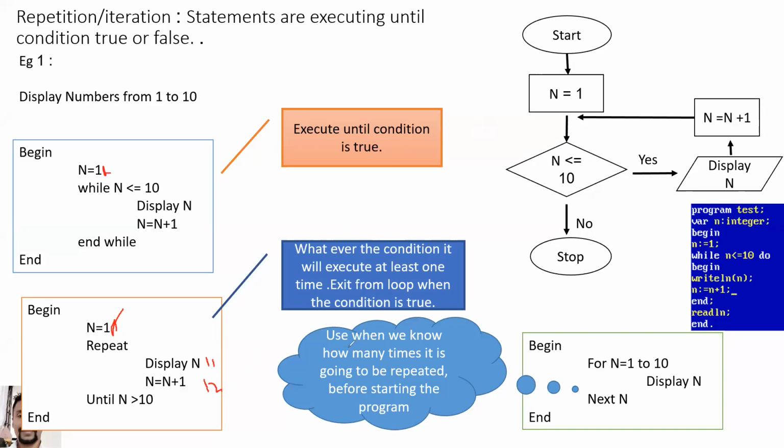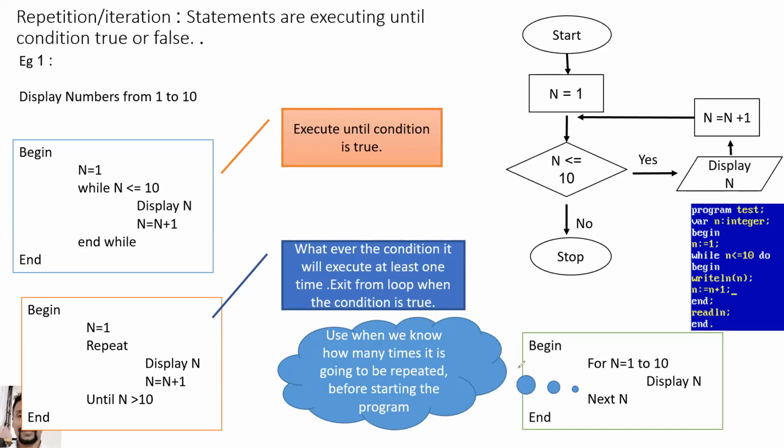That's why I mentioned to use it when we know how many. Whatever the condition, it will execute at least one time. See, whatever the condition, it will work one time. So when you are using repeat until, be careful. Sometimes you will be getting unexpected outputs.